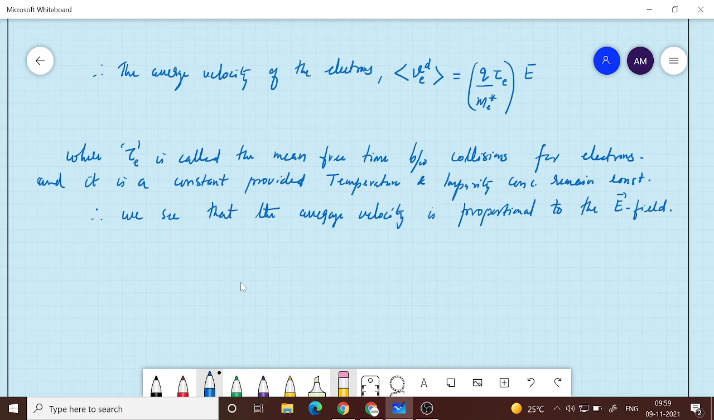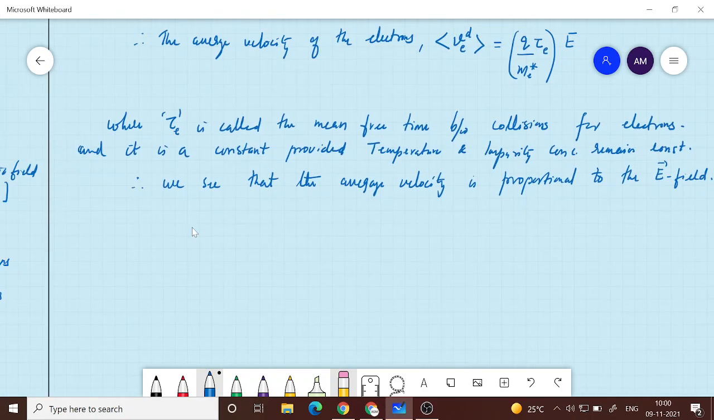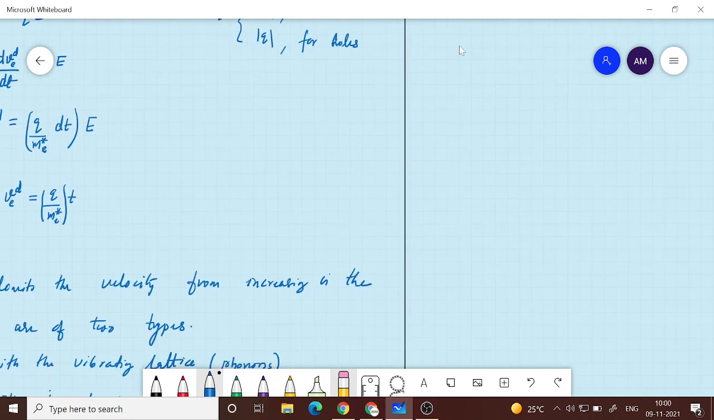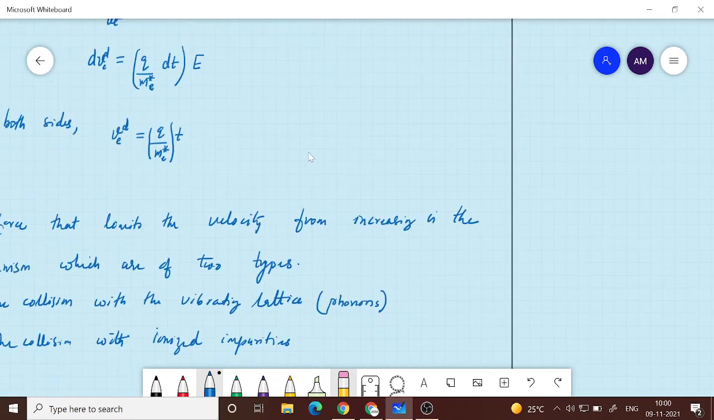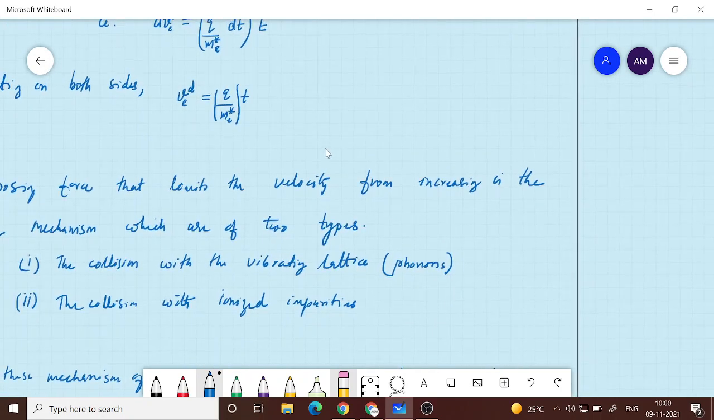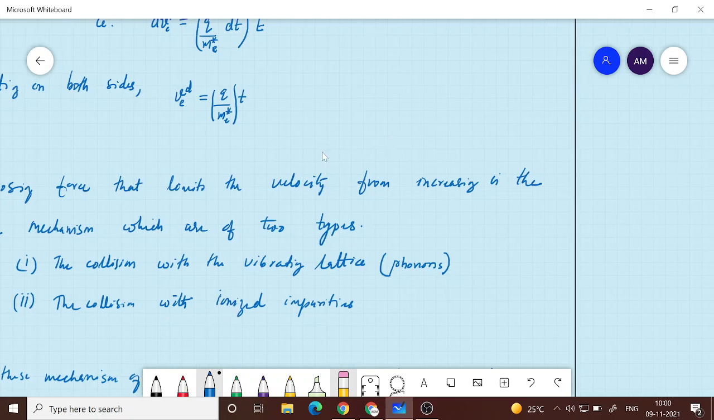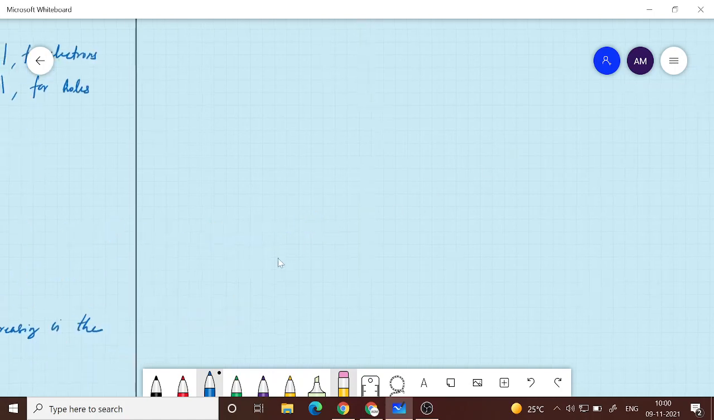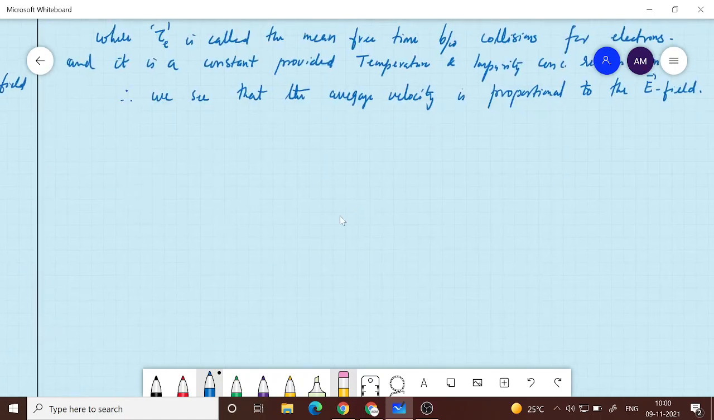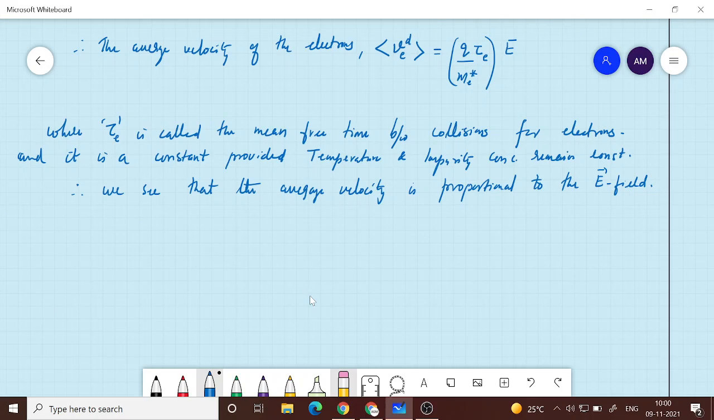Because it depends on the temperature and the impurity concentration. I told you about two mechanisms. One is lattice vibration, and lattice vibration definitely depends on temperature. If there is more vibration, there is a great chance that you will get a collision in a short interval of time. Tau will be smaller for higher temperature, whereas for the scattering from the impurity, if the impurity concentration goes up, that means if you dope in larger amounts, then also tau is going to change.